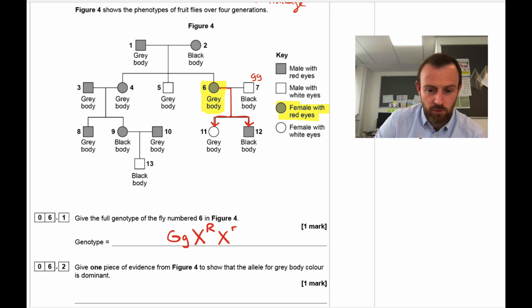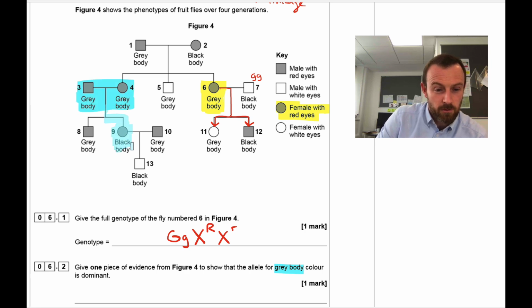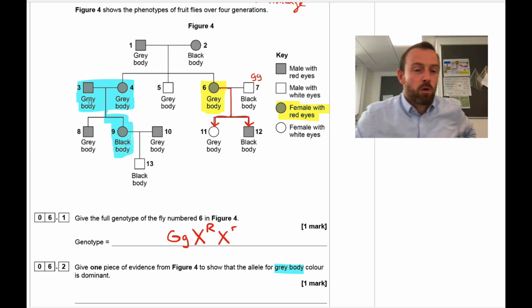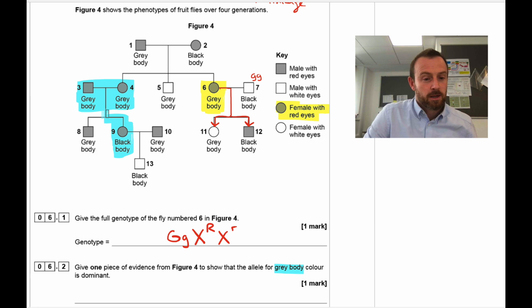Okay, I think I've got one. So if we look at this crossover here, what I was looking for was, have we got a place where we've got 2 grey body parents having a black body baby fly? And yes, we do. So over here, we've got 2 grey body parents, 3 and 4, producing a black body baby fly. So this must mean that both 3 and 4 are heterozygous for grey body, and that means if they are heterozygous and grey bodied, it means that the grey body is dominant.